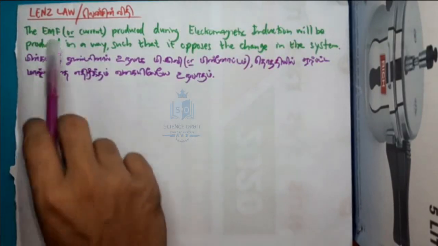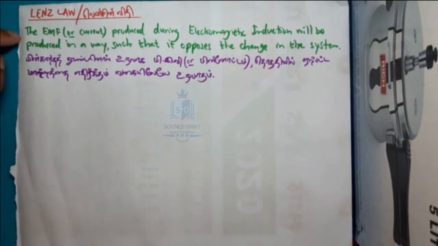Now, what is Lenz's law? First of all, let me write it down and then I will explain what that means. This is what Lenz's law means. The electromotive force, or the current, produced during electromagnetic induction will be produced in a way such that it opposes the change in the system.